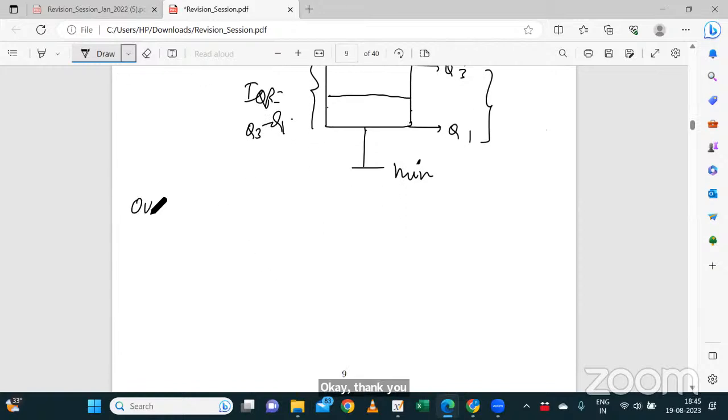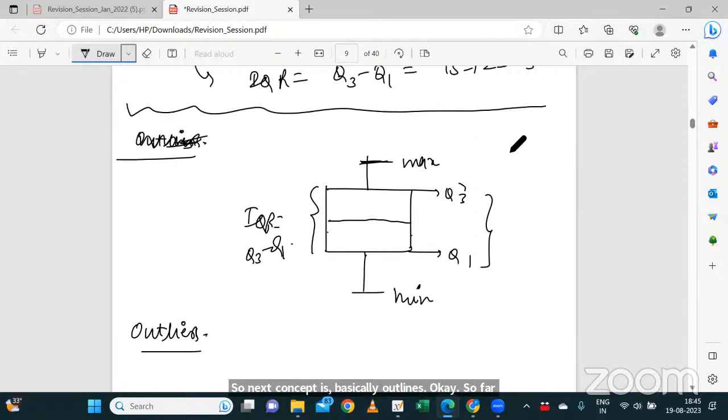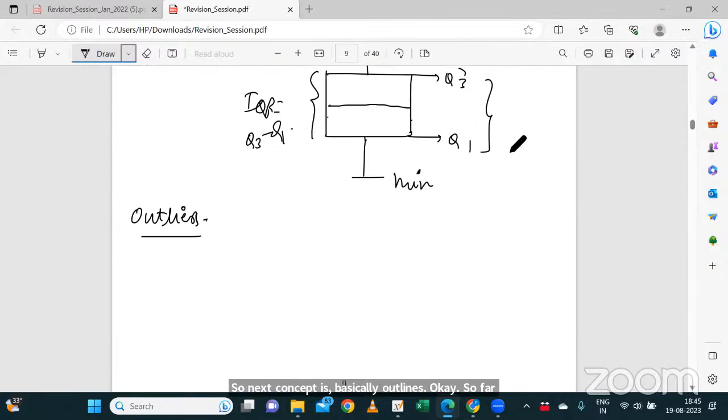So the next concept is outliers. So far so good for everyone, right? Yes, sir. Okay. Now, how can I find out whether there are any outliers present in my data set or not? There is one formula to identify whether outliers are there. An observation is an outlier if it is less than Q1 minus 1.5 times IQR. This is the one formula.